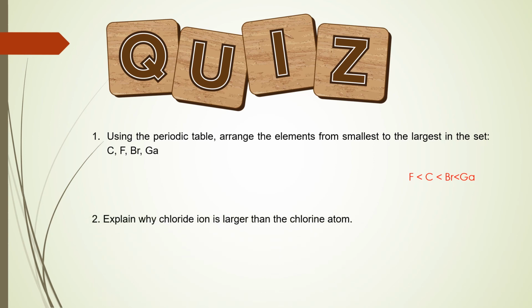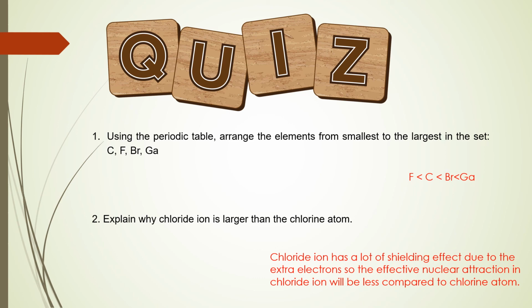Question number 2. Explain why the chloride ion is larger than the chlorine atom. The chloride ion has a lot of shielding effect due to the extra electrons. Therefore, the effective nuclear attraction in the chloride ion will be lesser compared to that of the chlorine atom. And when the effective nuclear attraction is less, the size of the atom or the ion will be larger.